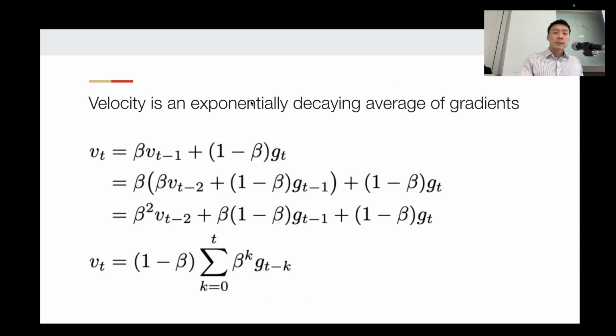Okay, let me ask this question. So what if I set beta, the decaying rate, to 0? What would happen to the algorithm? Would it explode? Would it collapse?